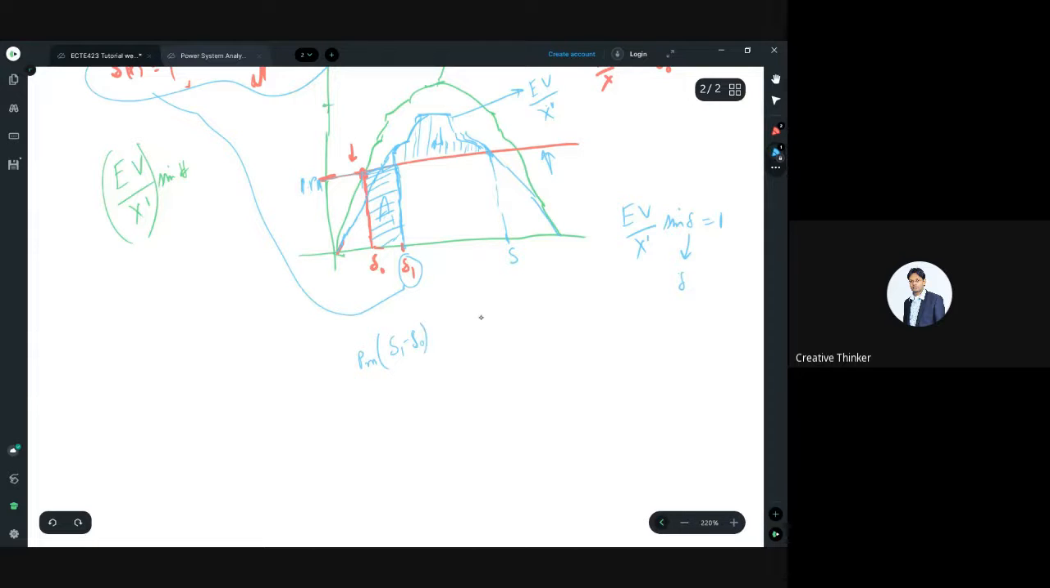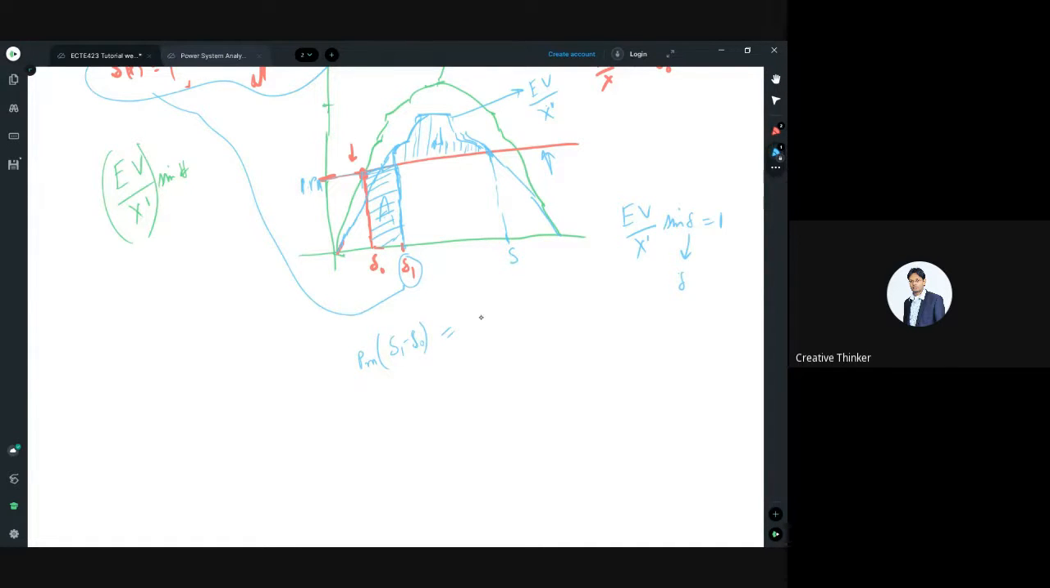This is the A1 area, the area under the mechanical power curve. Then this is the A2 area. A2 area follows; it is under the curve of another post-fault P-delta curve.